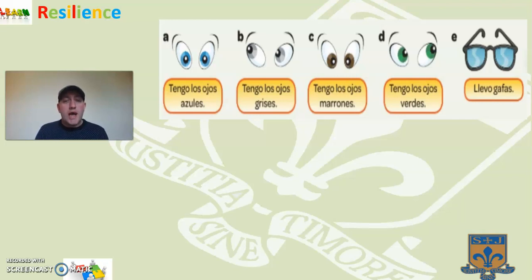Tengo los ojos azules. Tengo los ojos grises. Tengo los ojos marrones. Tengo los ojos verdes. Llevo gafas. So that one's a bit different. It uses a different verb. Instead of tener, which is to have, it uses llevar, which is to wear. Tengo is I have. Llevo is I wear.